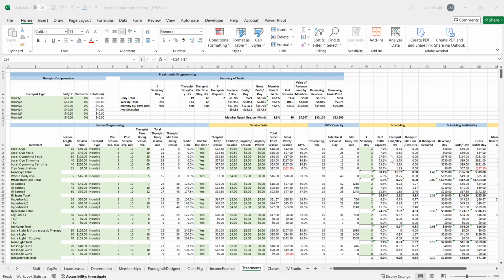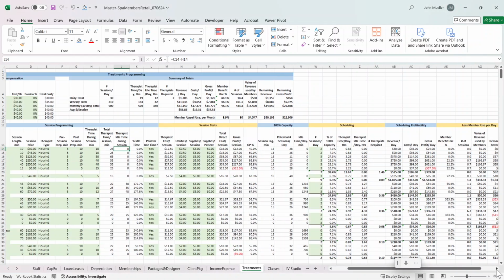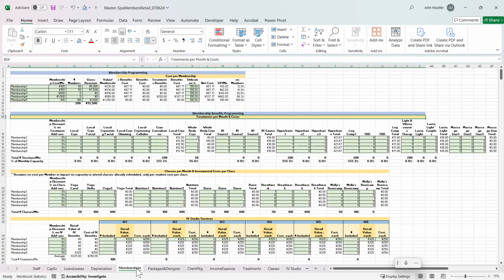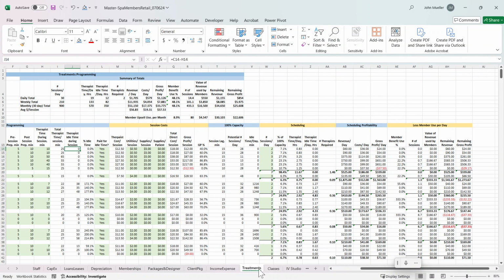Then based on that scheduling, it's going to look at the profitability of that particular schedule on a daily basis. The next calculations done after that are if you have members and a membership module, which is another video that we'll go into. But this would calculate the sale of these particular services to members under a membership scenario.